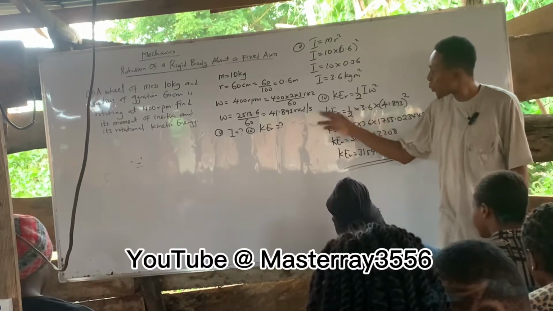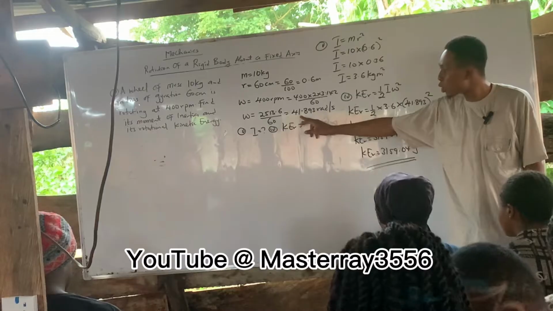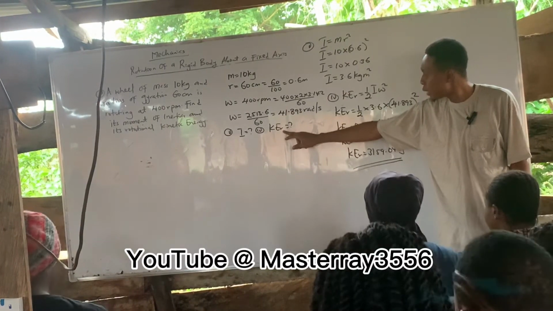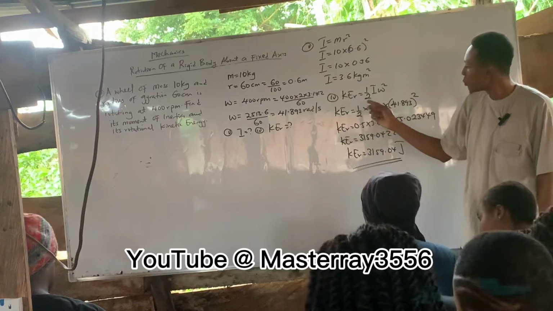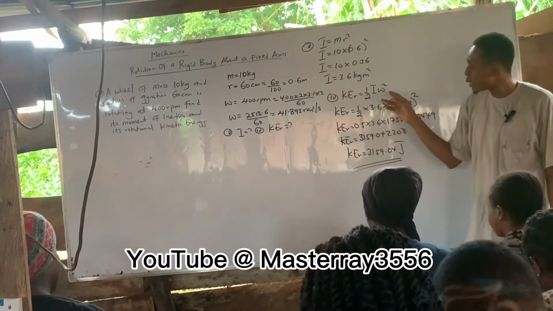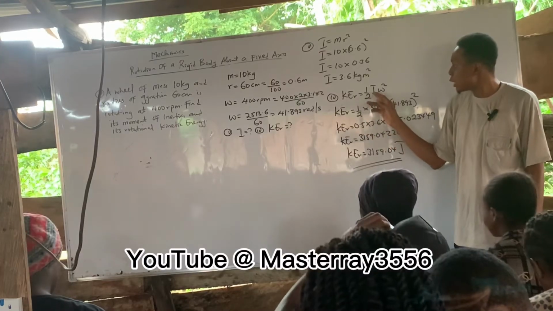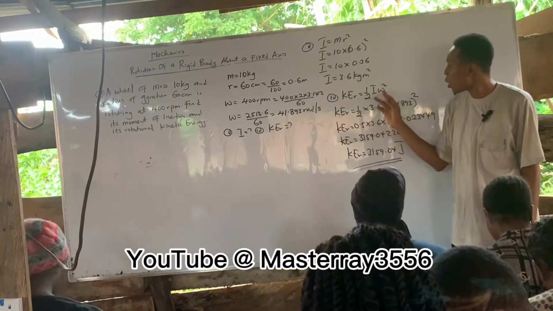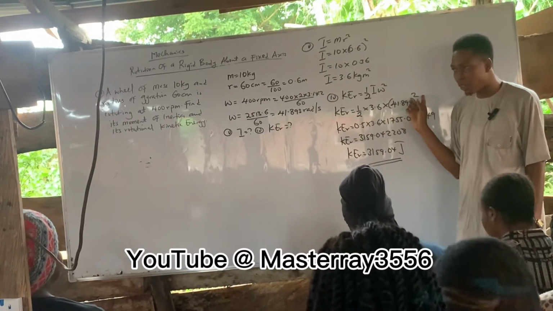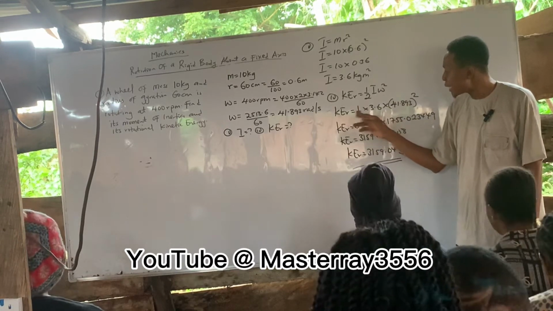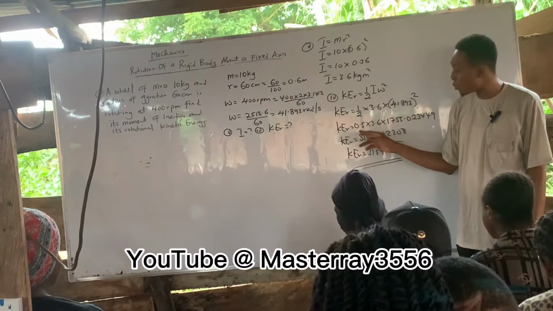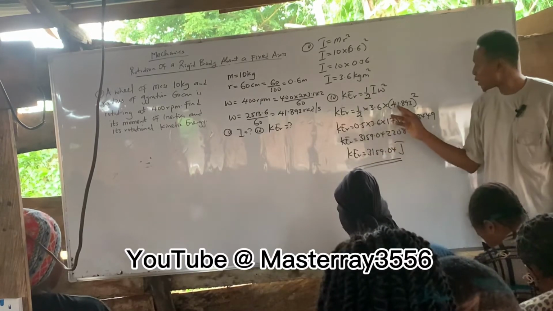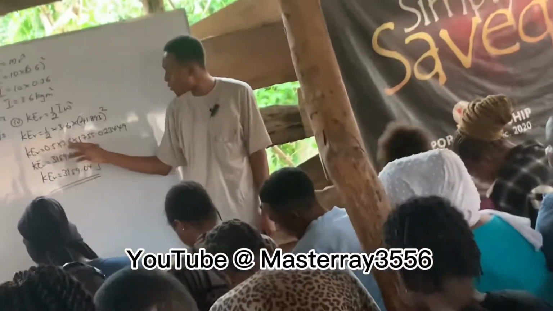This one is the KER now. It's half I omega squared. So this is the half. What was our I? We got 3.6. Then what was omega? This one. Are you following? All right. So 1 divided by 2 is 0.5. Then we have 3.6, then times 41.893 squared, and when you multiply everything, that's it.